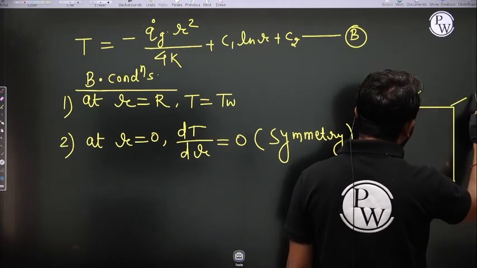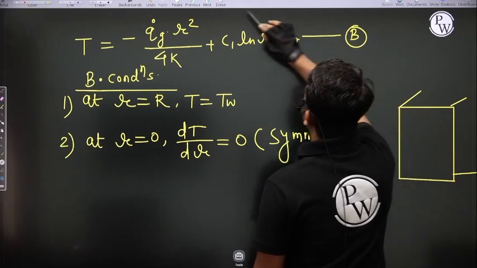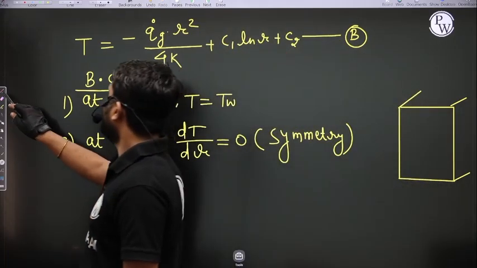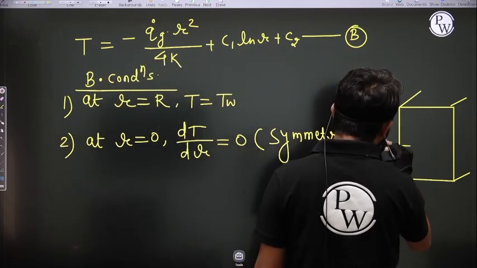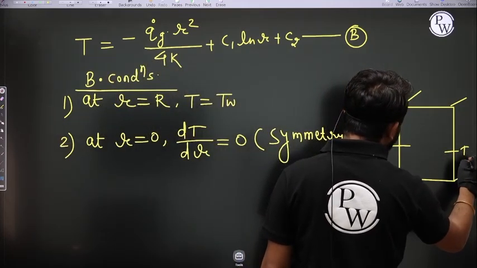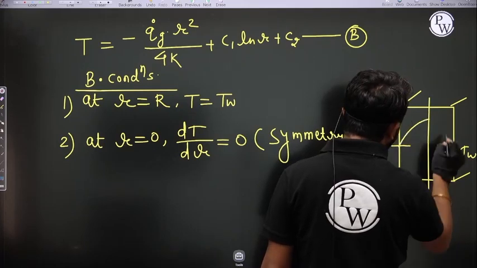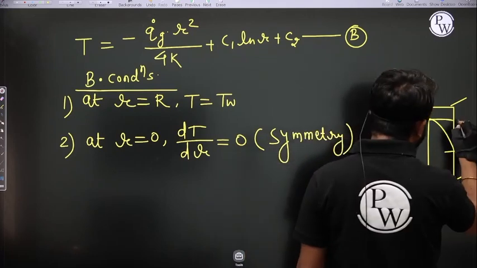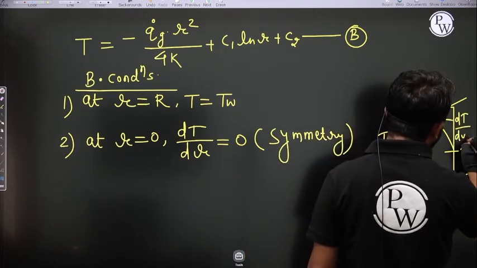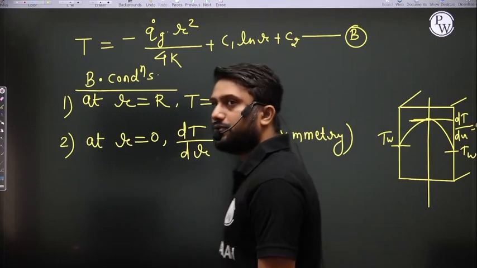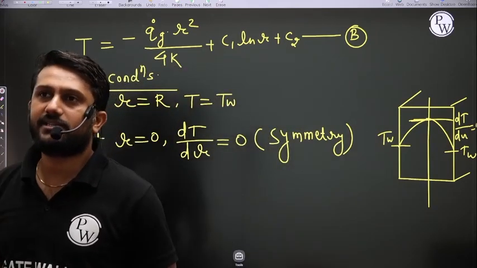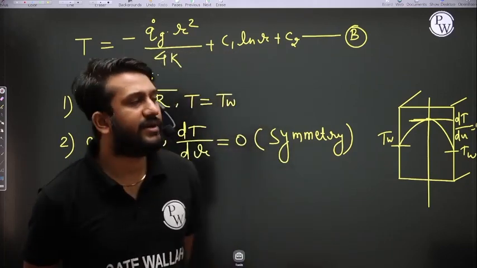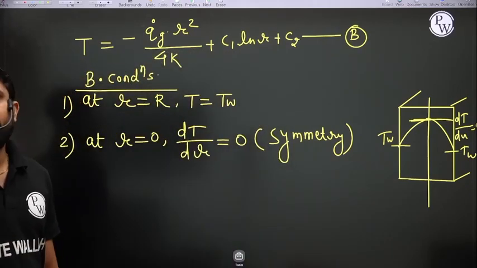The case is symmetric, that means here the temperature is TW. So the temperature variation is parabolic, and at the center the temperature is maximum, so dT by dr is 0. dT by dr is equal to 0 at the center plane because of the symmetry. The same thing is here. Due to the symmetry, at r equal to 0, dT by dr is equal to 0, right?